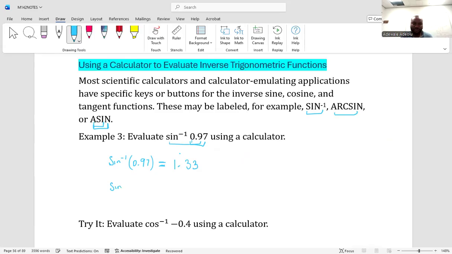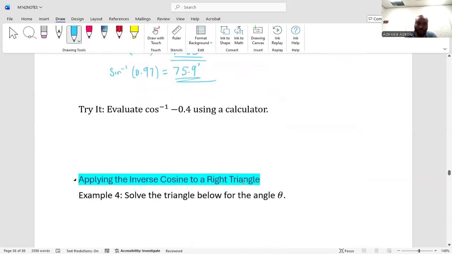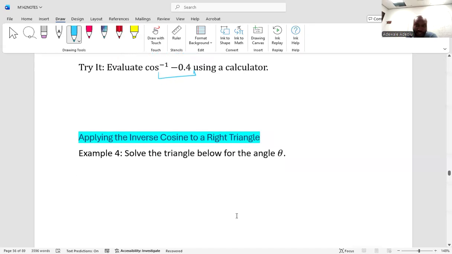If I do the same thing, sine inverse of 0.97, in degrees, I just need to take my calculator to degrees and do the same thing. My calculator is in degrees now, and the answer is 75.9 degrees. So that is in degrees, and that was in radians. Okay, so that is how to use a calculator. Please go ahead, pause, and use your calculator to evaluate this as well. That's another try.